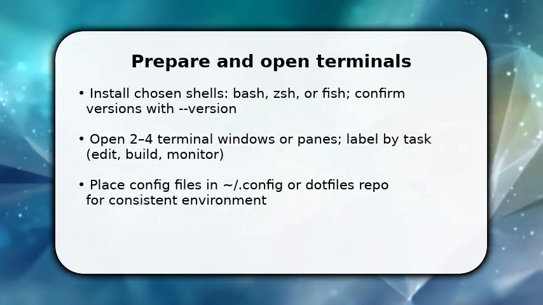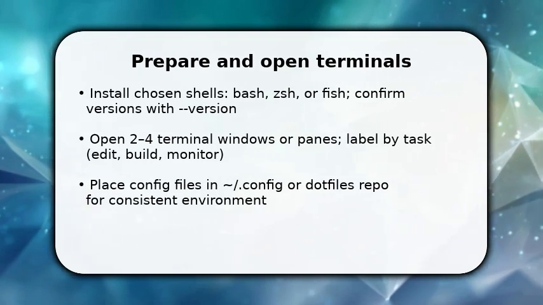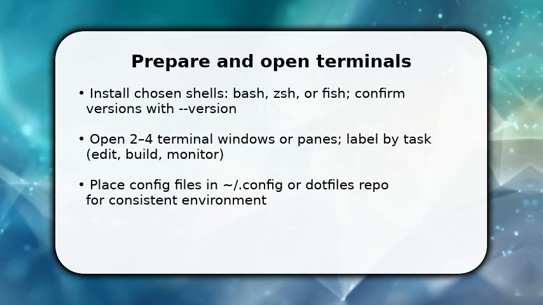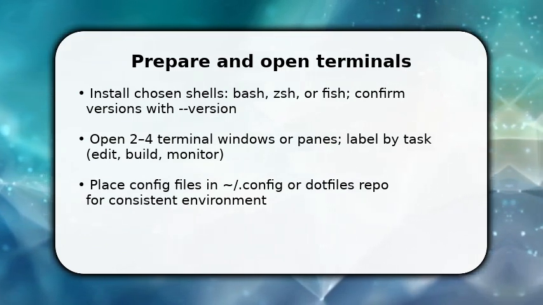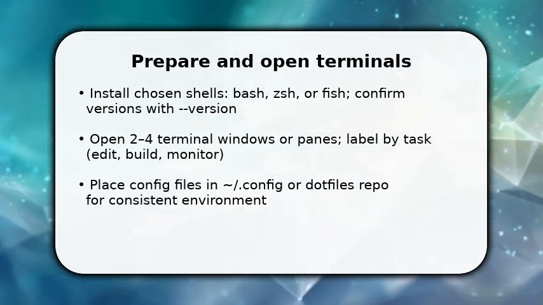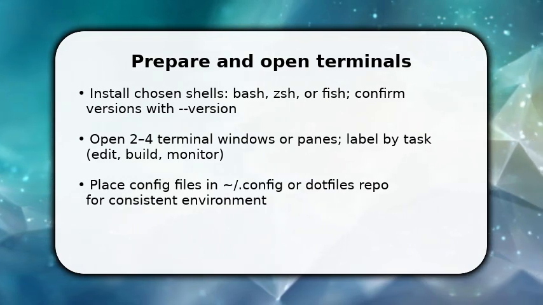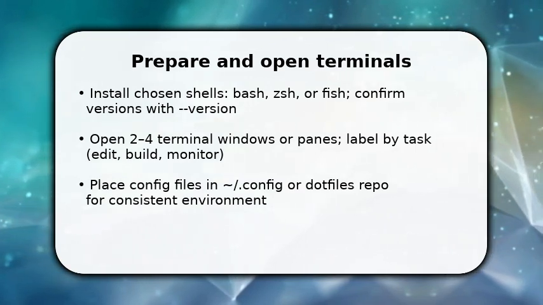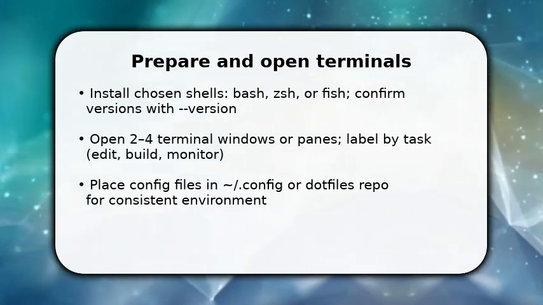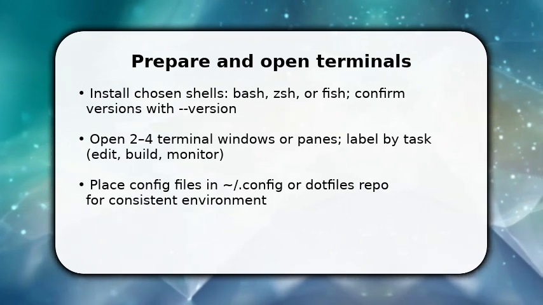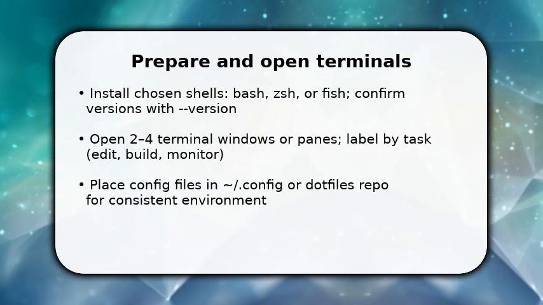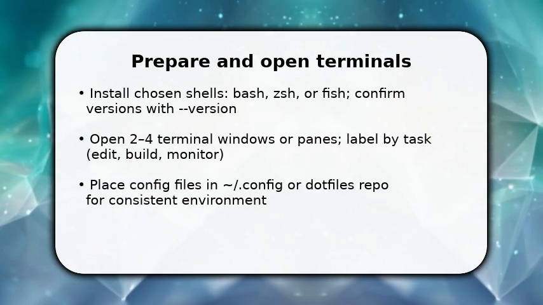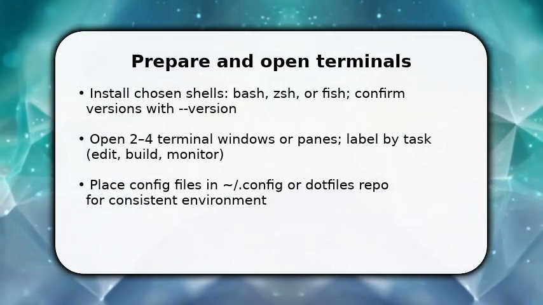You start by setting the environment. Install your preferred shells and tools and make sure they run. Open multiple terminals now and assign each a role so you avoid context switching. Once done, load your dot files or copy essential config snippets into ~/.config so prompts, aliases, and path are consistent. You want reproducible terminals. That's why labeling panes and keeping configs in a repo matters. This immediate setup prevents friction and gets you into the working flow fast.